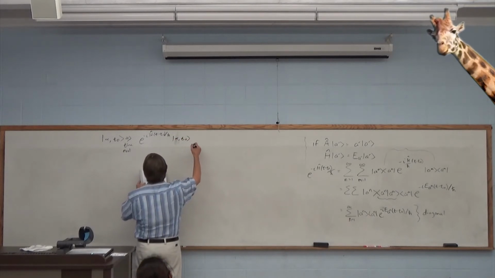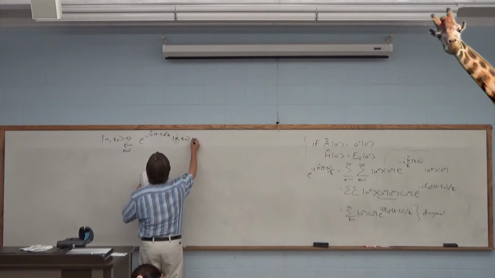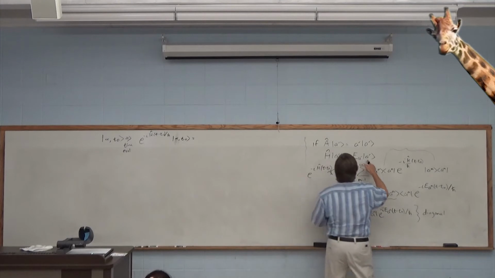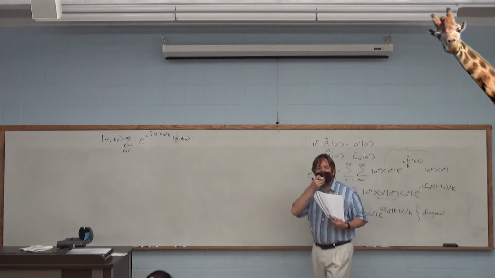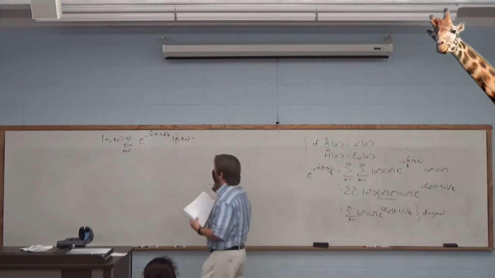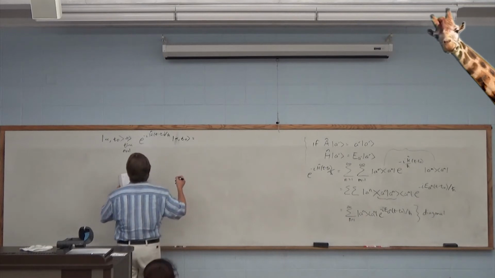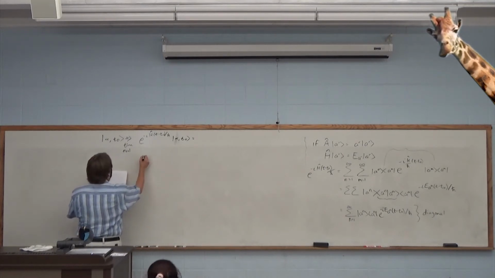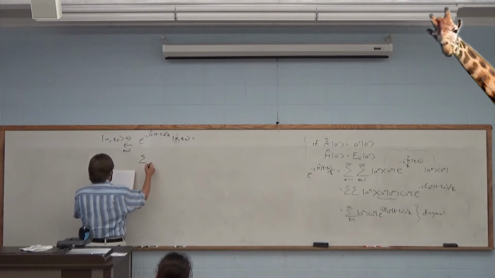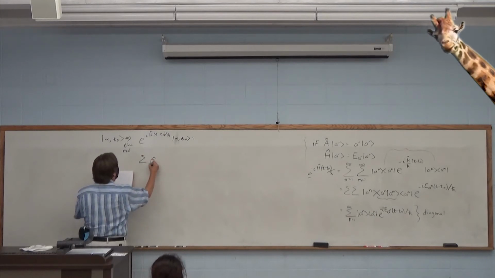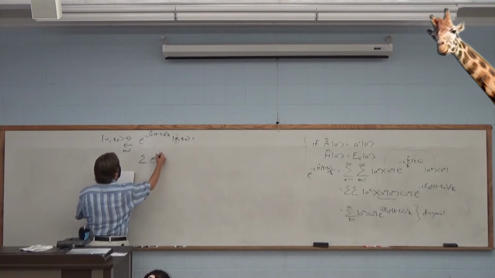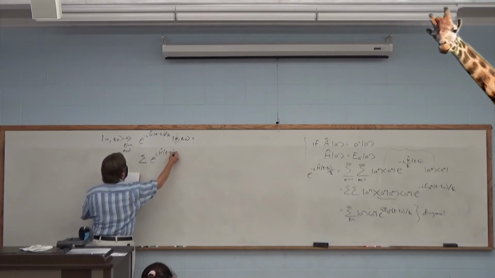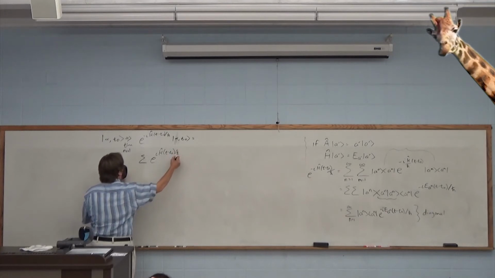Okay. Now, how do we deal with this? I want to use a basis, right? Plus minus in first spin. So what I'll do is sum in, I'm going to resolve an identity. I'm going to try to figure out where to put it.